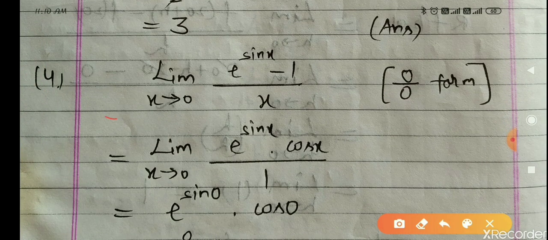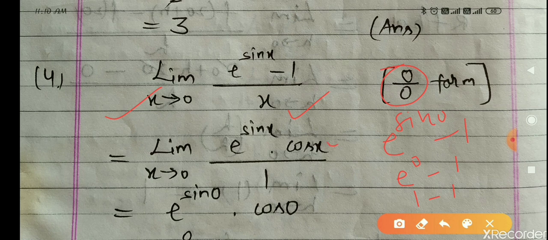Fourth question you can see, limit x tends to 0, e to the power sin x minus 1 upon x. Direct you put the value. So e to the power sin 0 and minus 1. E to the power sin 0 is e to the power 0, minus 1. E to the power 0 is 1. 1 minus 1, 0 upon 0 form. In denominator x equals 0. So 0 upon 0 form we are getting.